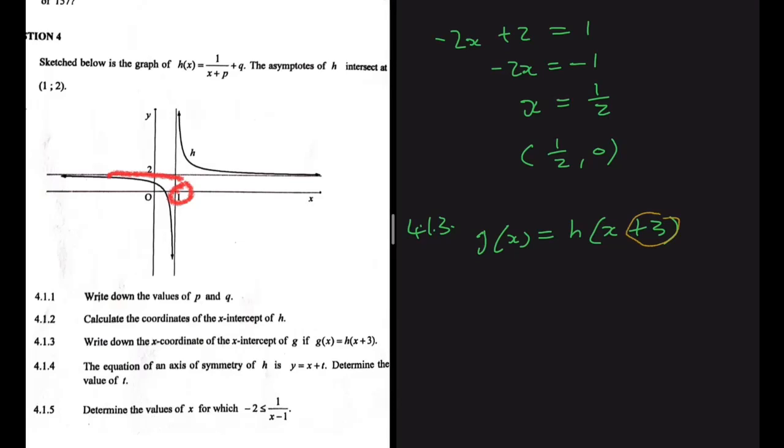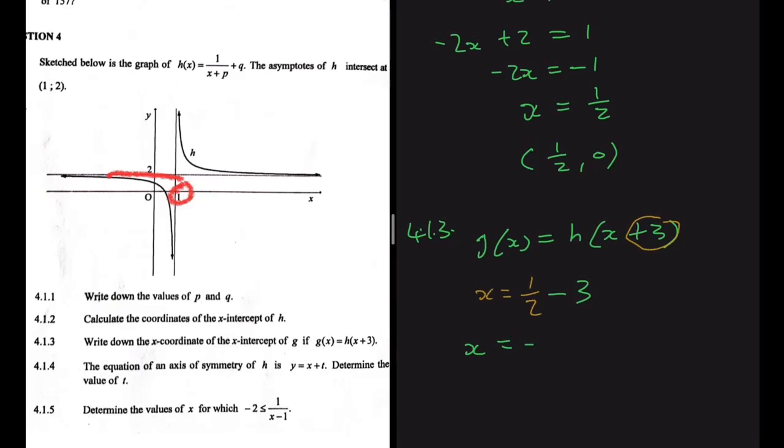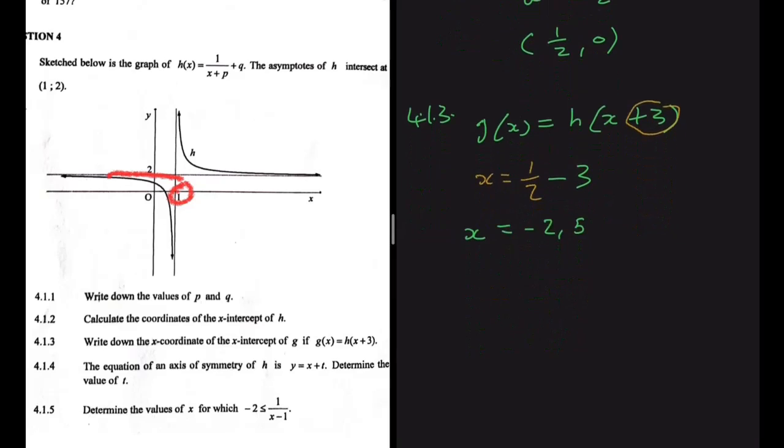So if the x-intercept was at 1 divided by 2, now we have to move it 3 units to the left. How can we do that? We say 1 divided by 2 minus 3, that's exactly what you say. If we compute this, x is equal to 1 divided by 2 minus 3, which is equal to minus 2.5. So the new x coordinate of the x-intercept is x equals minus 2.5, because we have moved h of x 3 units to the left.